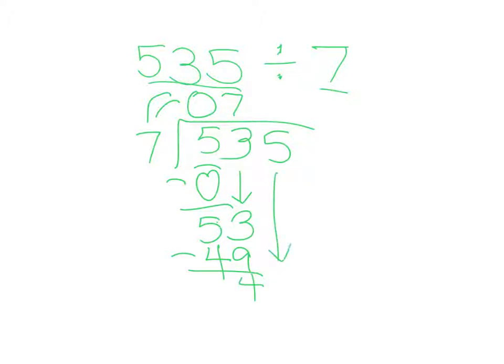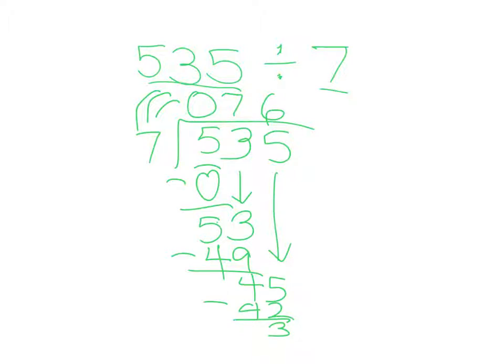So bring down the 5 again. That's the last digit I've got to deal with. How many times does 7 divide into 45? It divides in 6 times. That's going to be 42, because 6 times 7 equals 42. Then I subtract, and I'm left with 3.